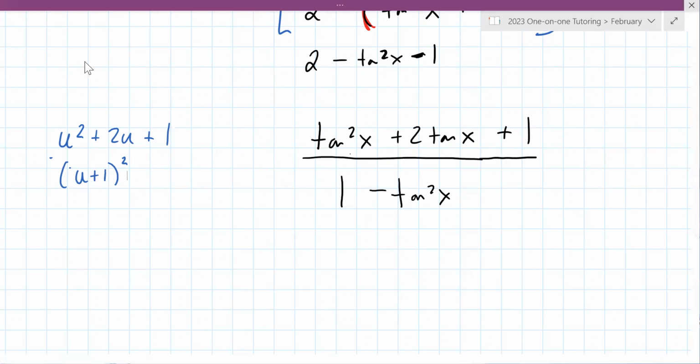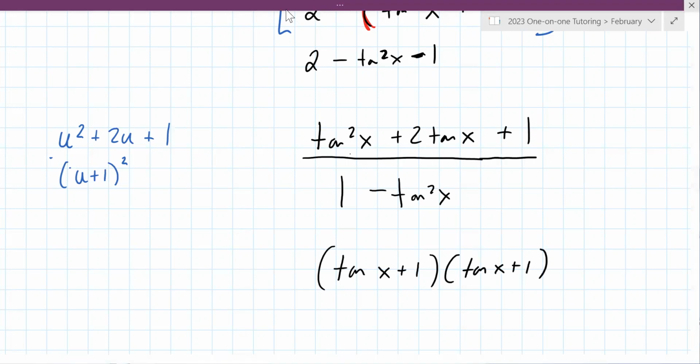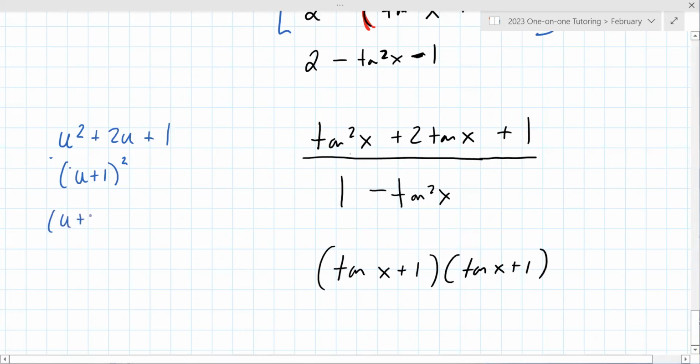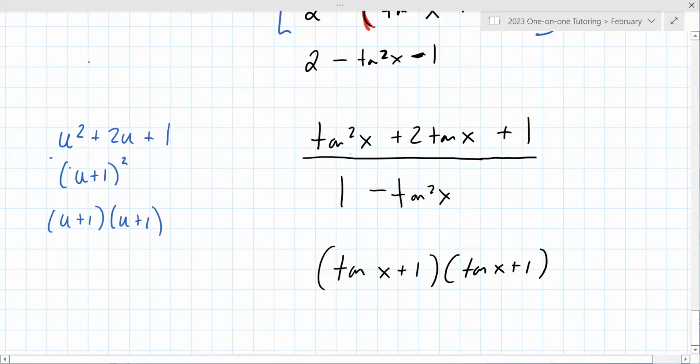Tangent. Yes. So that means it becomes tangent x plus 1 squared like this. Or if you don't like that, it's tangent x plus 1, tangent x plus 1. These are both equivalent. Is that okay? Yeah. Okay.